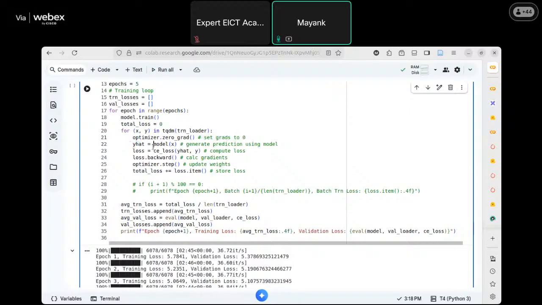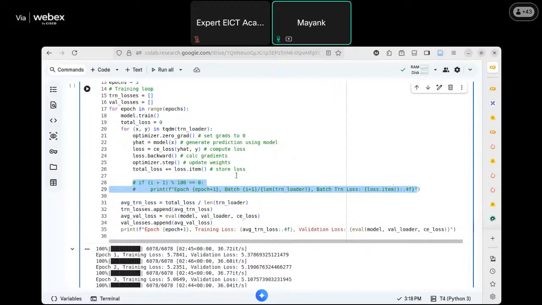Our y hat prediction is our model of x, that is how we make the prediction. Then we take the cross entropy loss. Then we do a loss dot backward. With that, gradients get calculated, and then we tell the optimizer to step so that weights get updated. So all these weights get updated here, and then we simply add to the total loss and store it here. If you want to print all these details batch wise you can do it here, but that produces too many logs.